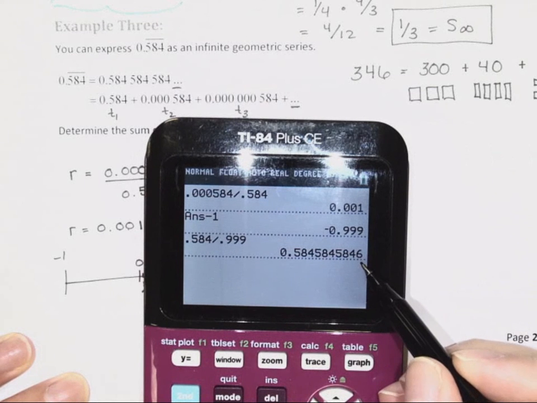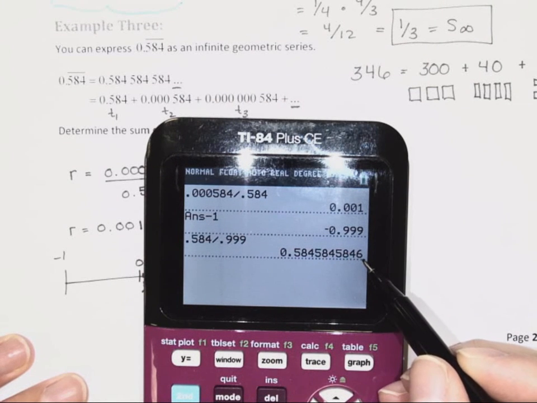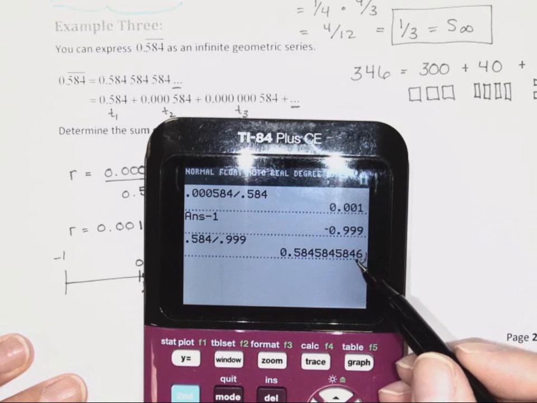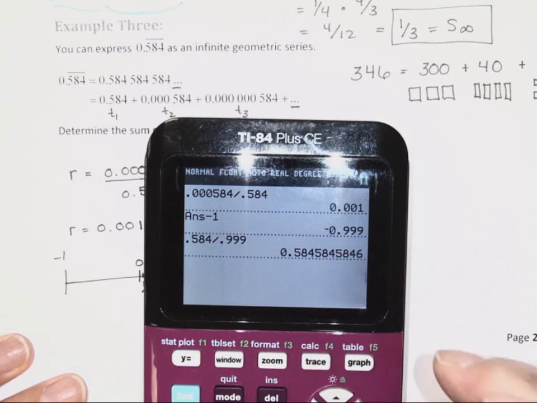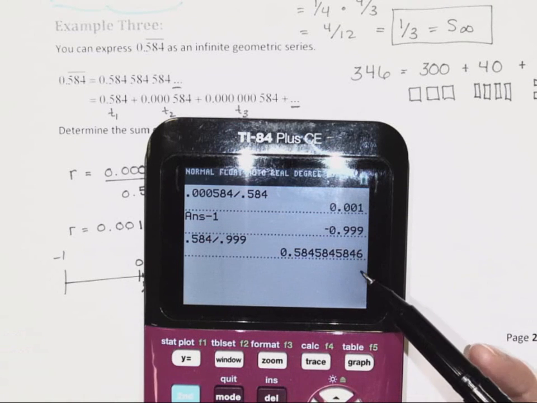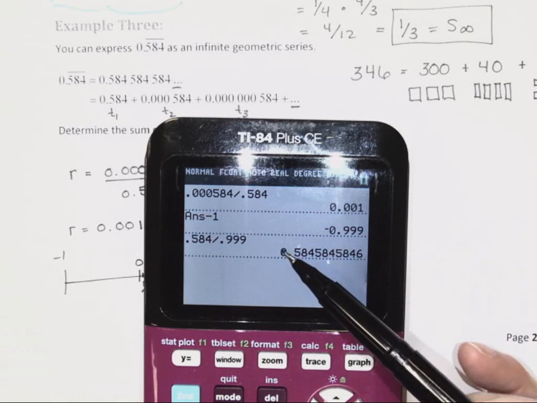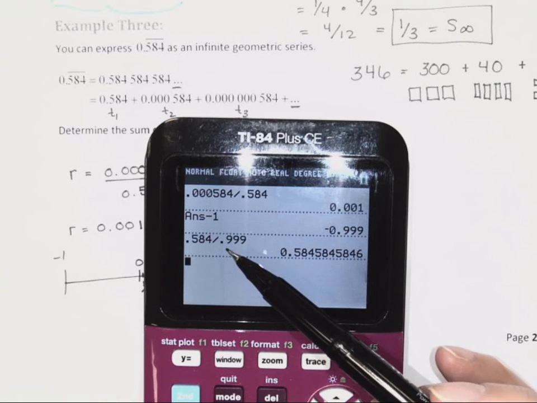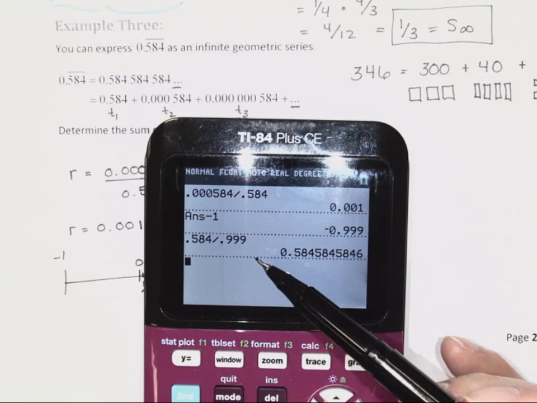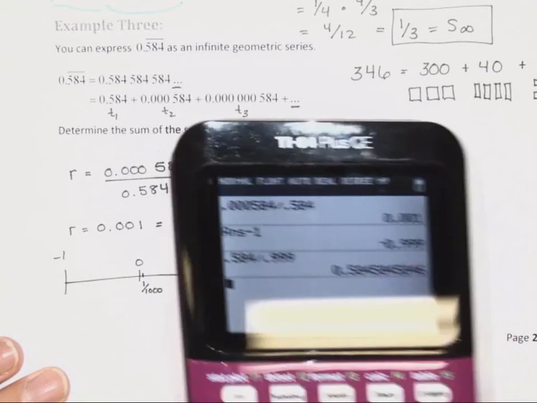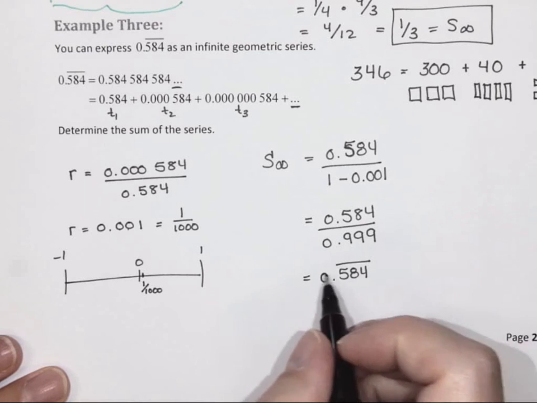Now I'm just going to show you my calculator for a second. You see that last digit is a 6. Don't let that mess with your head too much, because your calculator is just rounding for you. It's saying, I think this thing repeats forever, but I can't write forever down, so I'm just going to round it to a 6. I know that dividing anything by 999 is going to give me a repeating decimal, so I know that this is repeating.